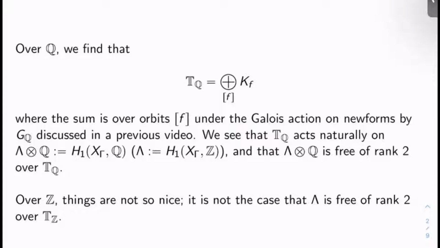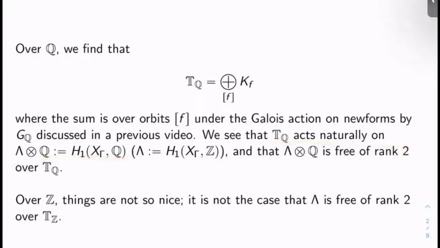You can also see that T_Q acts naturally on lambda tensor Q, where lambda is the first integral homology of the modular curve X_gamma. And of course, lambda tensor Q is just the first rational homology of X_gamma as well. Why is that true? Well, we know T_Z acts on the Jacobian. The Jacobian is just the dual of the space of holomorphic differentials mod first integral homology. So definitely T_Z acts on lambda, or else it has no chance at acting on the Jacobian. And then tensoring up to Q gives you the statement that I gave you here.